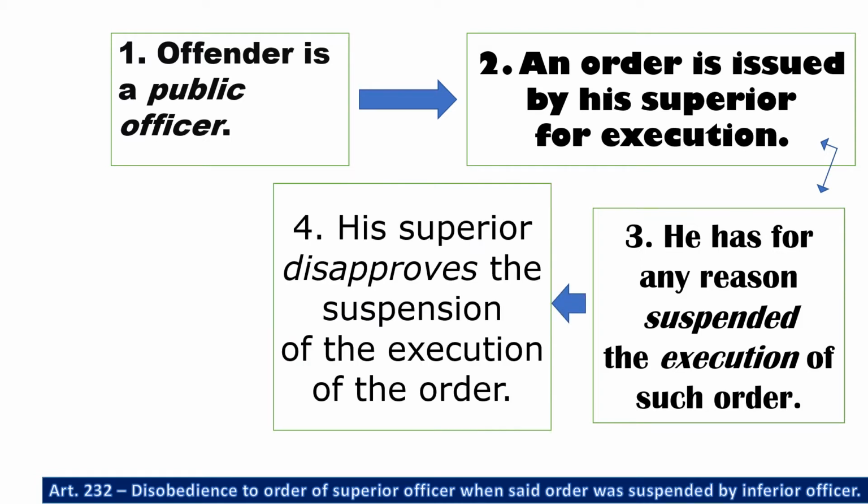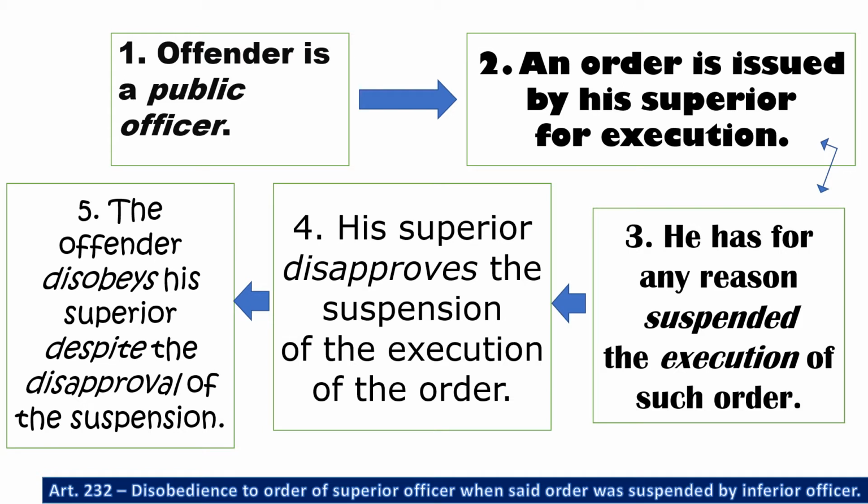Number 4, nung nalaman ni bossing na sinuspend ni offender ang execution ng order, the bossing disapproves that judgment of our offender. But what did the offender do here? Despite the disapproval of the suspension of the superior, still the offender disobeys. So ito ang ibig sabihin ng disobedience to an order of a superior officer when said order was suspended by inferior officer.